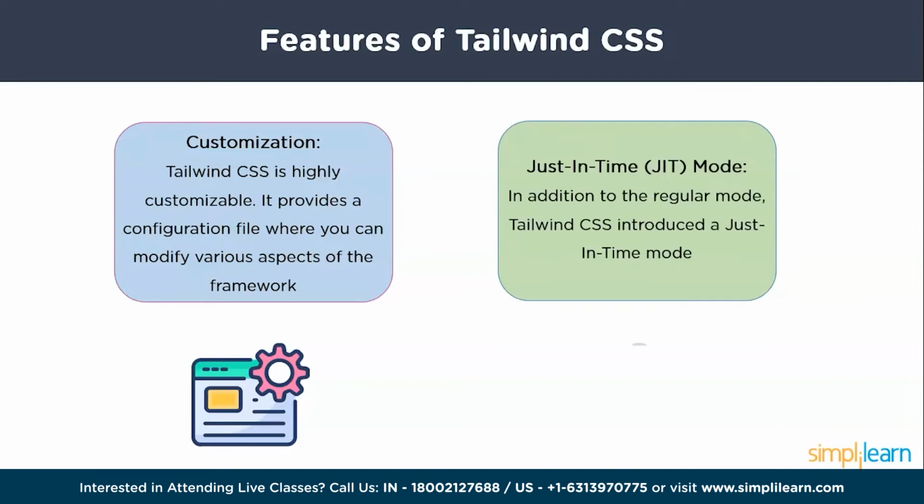Next we have Just-in-Time Mode, JIT. In addition to regular mode, Tailwind CSS introduced a Just-in-Time Mode. JIT mode dynamically generates only the CSS classes that are used in your project, resulting in smaller final CSS file sizes. By combining these features, Tailwind CSS offers a highly flexible and efficient way to create a custom design without writing extensive CSS code.